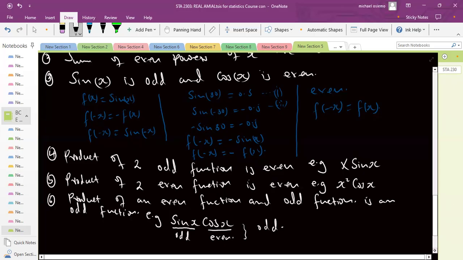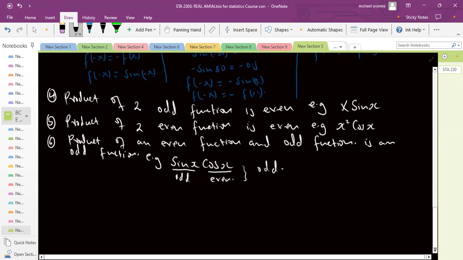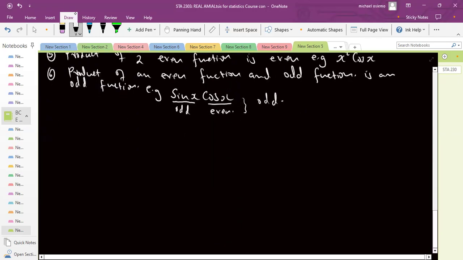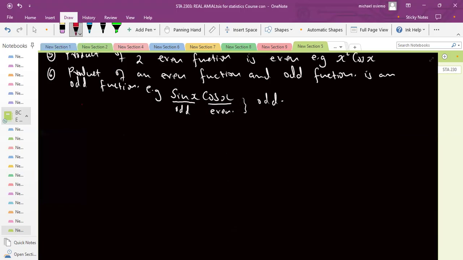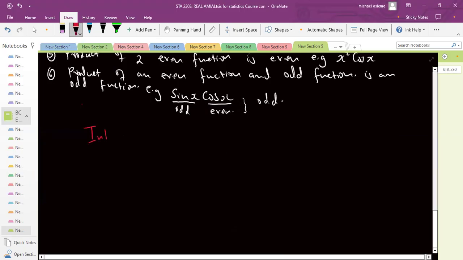Also, something else that you need to note. We also have what we call integrating odd functions over symmetric domains.